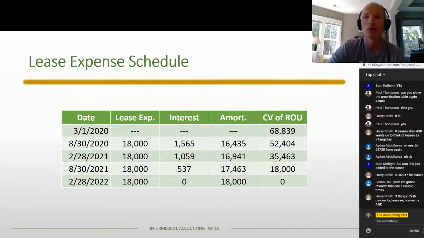Oh, and you need to be able to amortize the lease liability using the effective interest method. So that's what this lease expense schedule allows to happen. Again, I'm trying to take my time because I know how difficult this table is to understand. Okay, let's try to apply them and maybe that'll help a little bit.